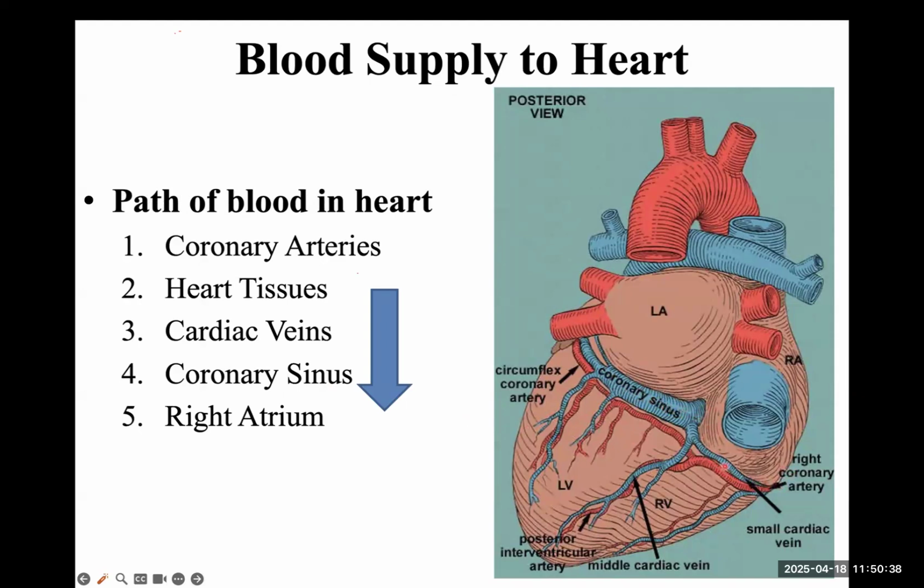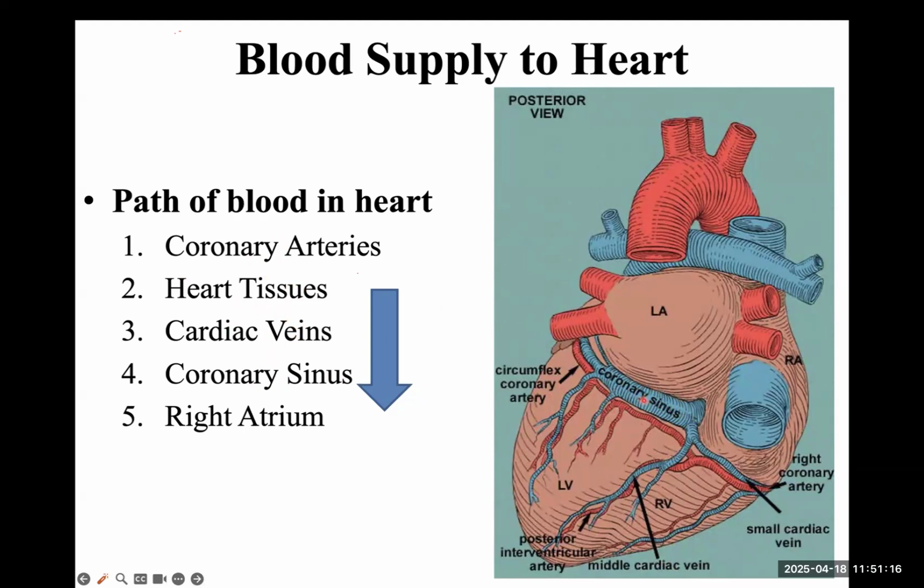And this is the posterior view. So it feeds into the myocardium, and then once it's used up all the oxygen, energy, glucose and ATP, it starts to come back, and those are going to be the veins. Those are called the small cardiac vein here, another cardiac vein here. So the coronary artery is taking the oxygen to the heart tissues, then it comes back through the cardiac veins, and then it turns into this really big thing that's called the coronary sinus. And that's really big compared to the vessels we were looking at before.